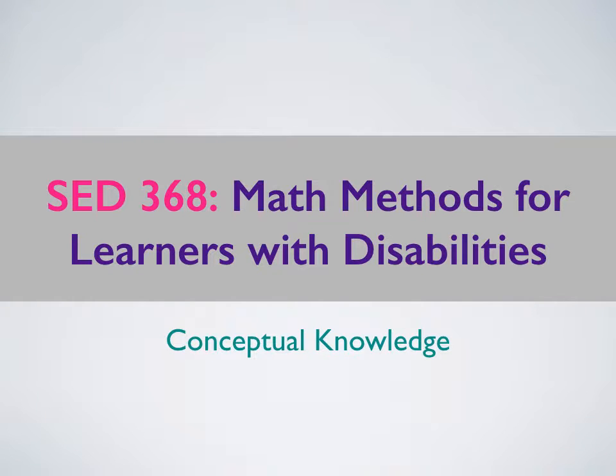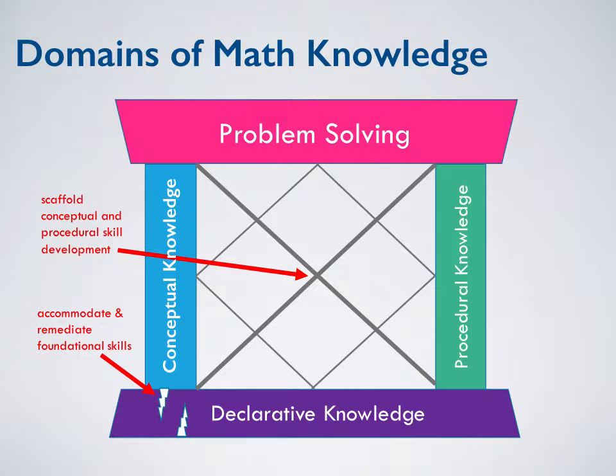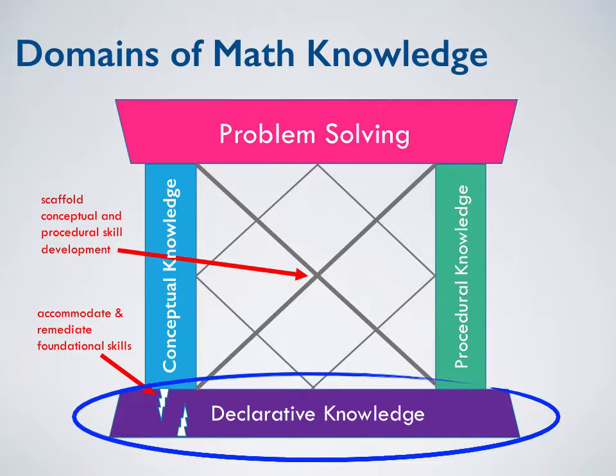This will be a brief learning lesson to review conceptual math knowledge. This slide includes a visual representation of the concept of the domains of math knowledge. As a review, at the base, you will see declarative knowledge. This is knowledge like basic math facts, vocabulary, and any other background knowledge students have that they can automatically recall. It could include the fluent identification of numbers, shapes, and symbols as well.